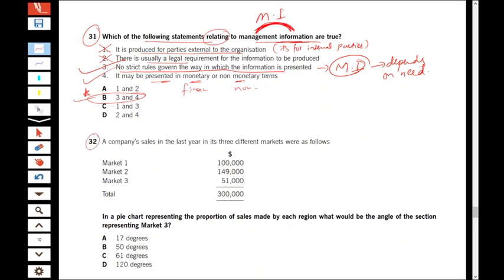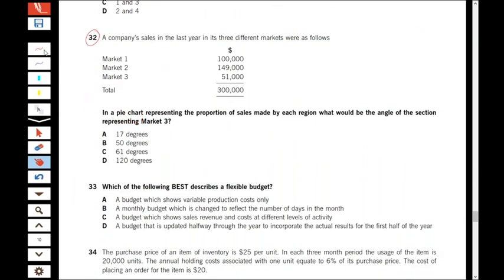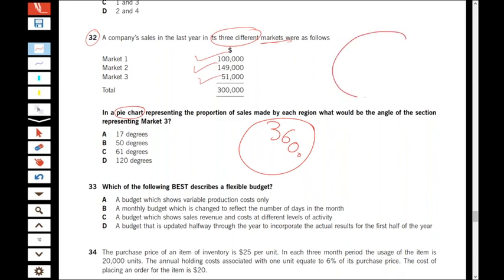Number 32 is about a pie chart. You know what a pie chart is? It is a circle with a total of 360 degrees. Market one, there are three different markets: 100,000, 149,000, and 51,000. If I draw it that way, your 360 degrees is split approximately like this.